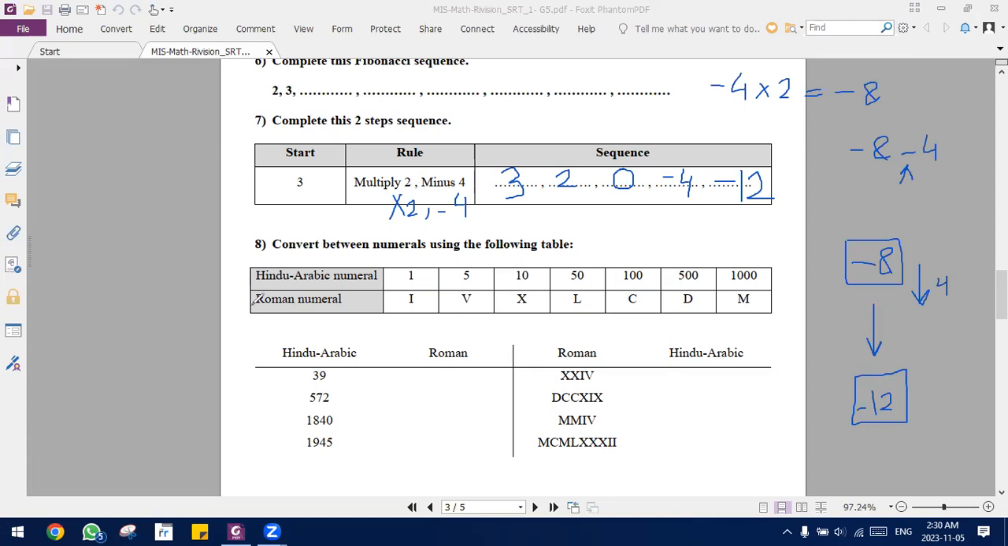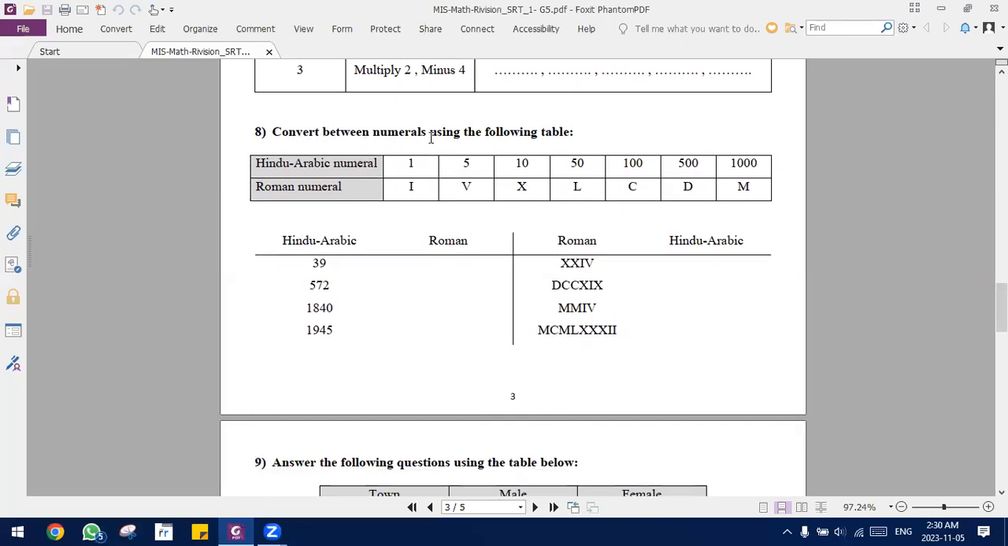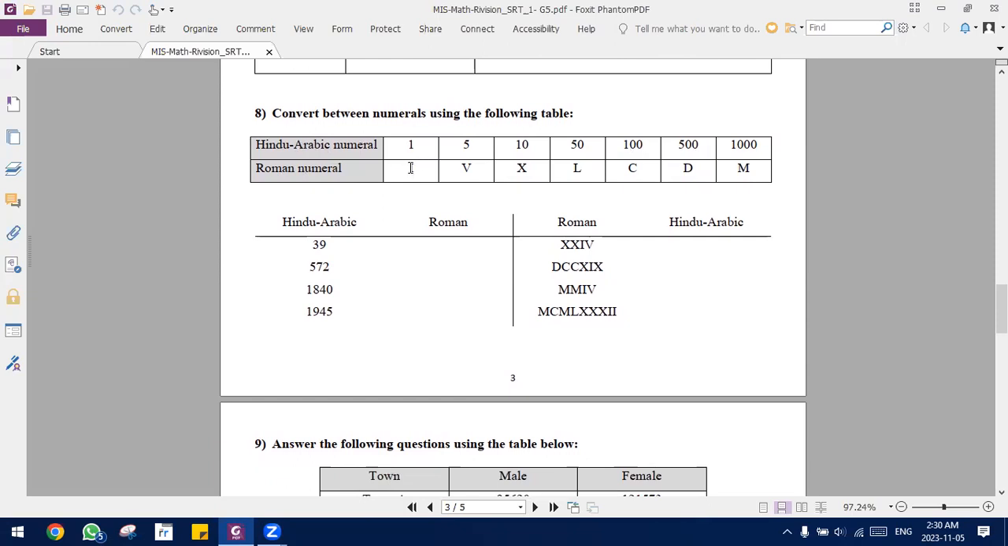Question number 8. Convert between numerals using the following table. So we have the Hindu-Arabic numbers, 1, 5, 10, 50, 100, 500, 1000. And then we have the Roman numerals. They use the letter I for 1, V for 5, and then X for 10. Then L is 50, C is 100, D is 500, M is 1000. So this table will be given if you have such a question in the exam.